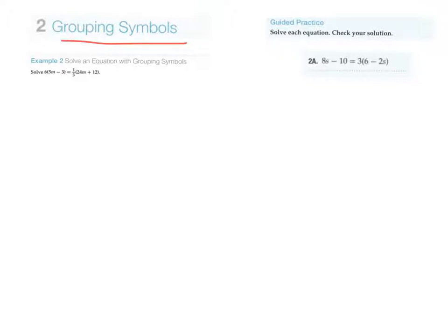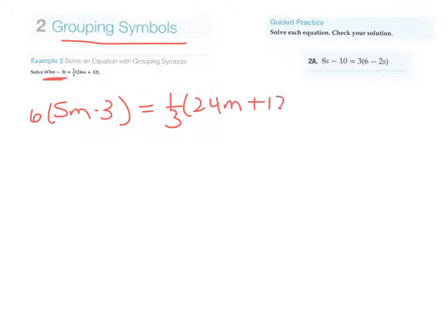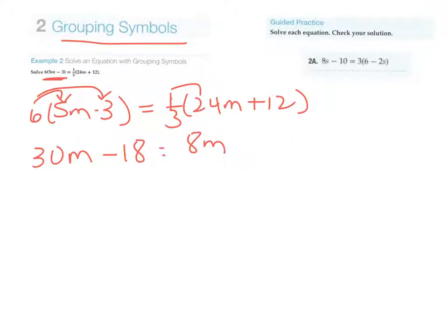Sometimes problems have grouping symbols that we have to deal with. Groupings are parentheses. And so we need to remove the parentheses. So I'm going to distribute. 6 times (5m minus 3) equals 1/3 times (24m plus 12). So what we want to do is remove the parentheses by distributing. So 6 times 5 is 30m. And then we have to make sure we multiply both of them. So we get 6 times negative 3, which is negative 18. And then 1/3 times 24 would be 8m, because 1 times 24 divided by 3. And then same thing, 1 times 12 divided by 3 is 4.